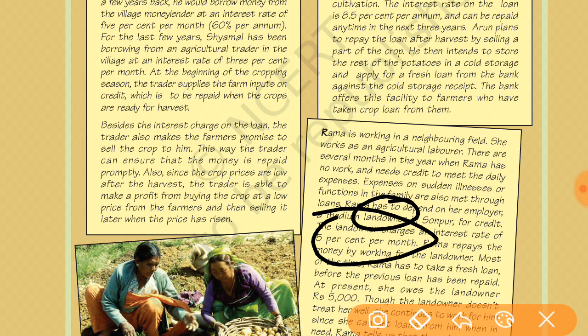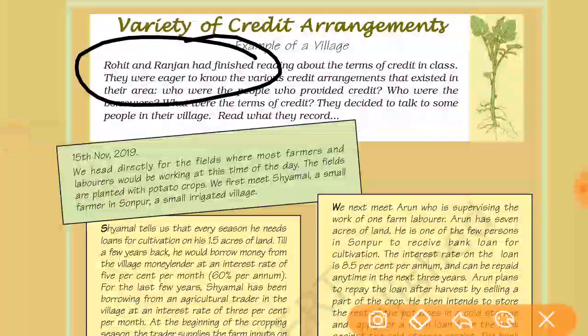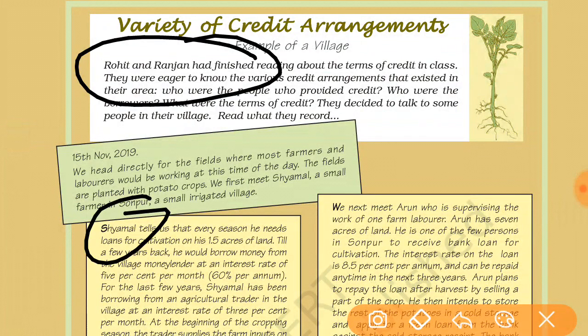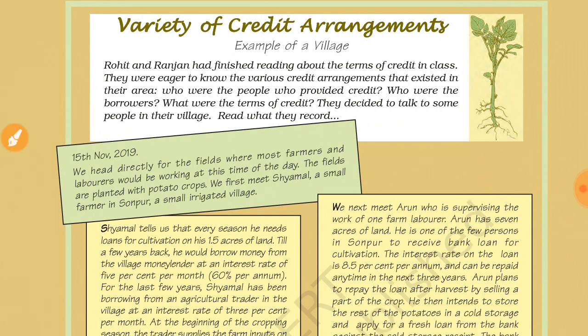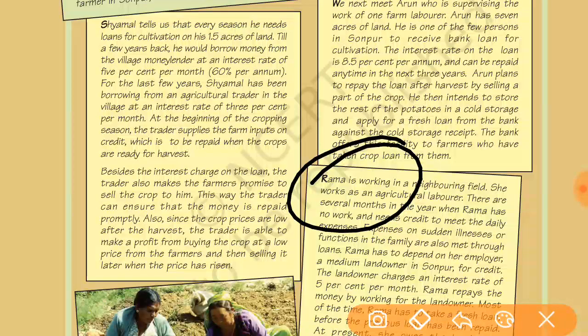From this story, Rohit and Ranjan get that Semlal is taking a loan from the moneylender, and after that the agricultural trader. Orun is taking a loan from the bank and Rama is taking a loan from the landowner. So they are taking loans from different sources. That is why their rates of interest are different.